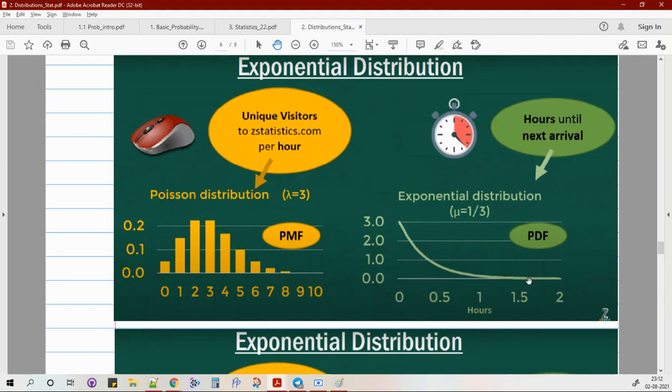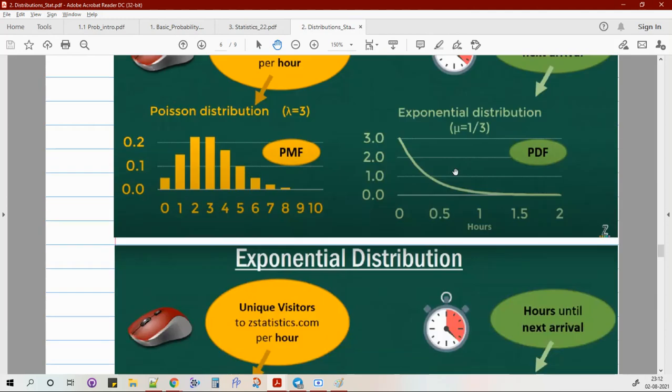But if you go to 1.5 hours or 2 hours, the probability density, not the particular probability, this is probability density, right? So if you go to 2 hours, then the probability is very less, right? Why? Because getting an interval of 2 hours between two visitors is very unlikely, because every 20 minutes you are expecting a new unique visitor, right? So this exponential distribution is saying something like this.